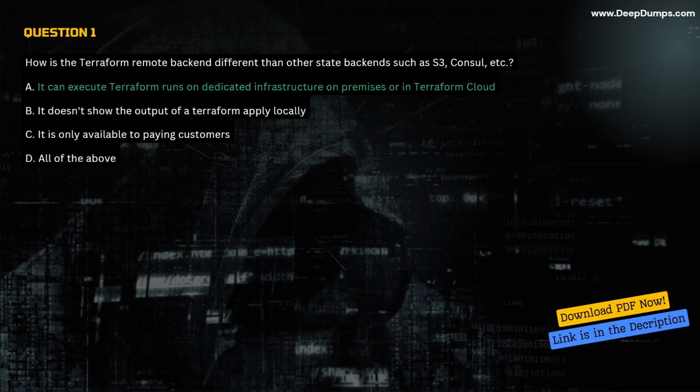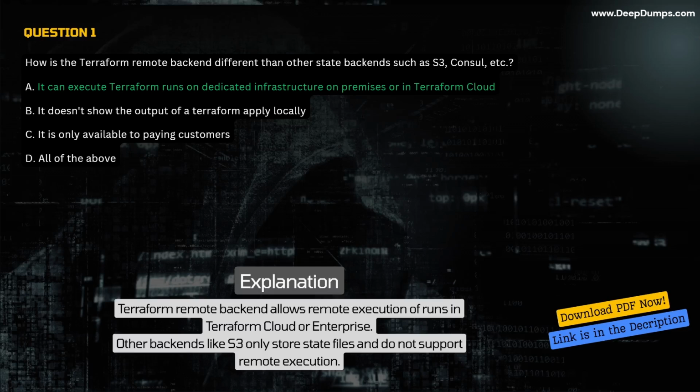Correct answer A. It can execute Terraform runs on dedicated infrastructure on premises or in Terraform Cloud. Explanation: Terraform Remote Backend allows remote execution of runs in Terraform Cloud or Enterprise. Other backends like S3 only store state files and do not support remote execution.